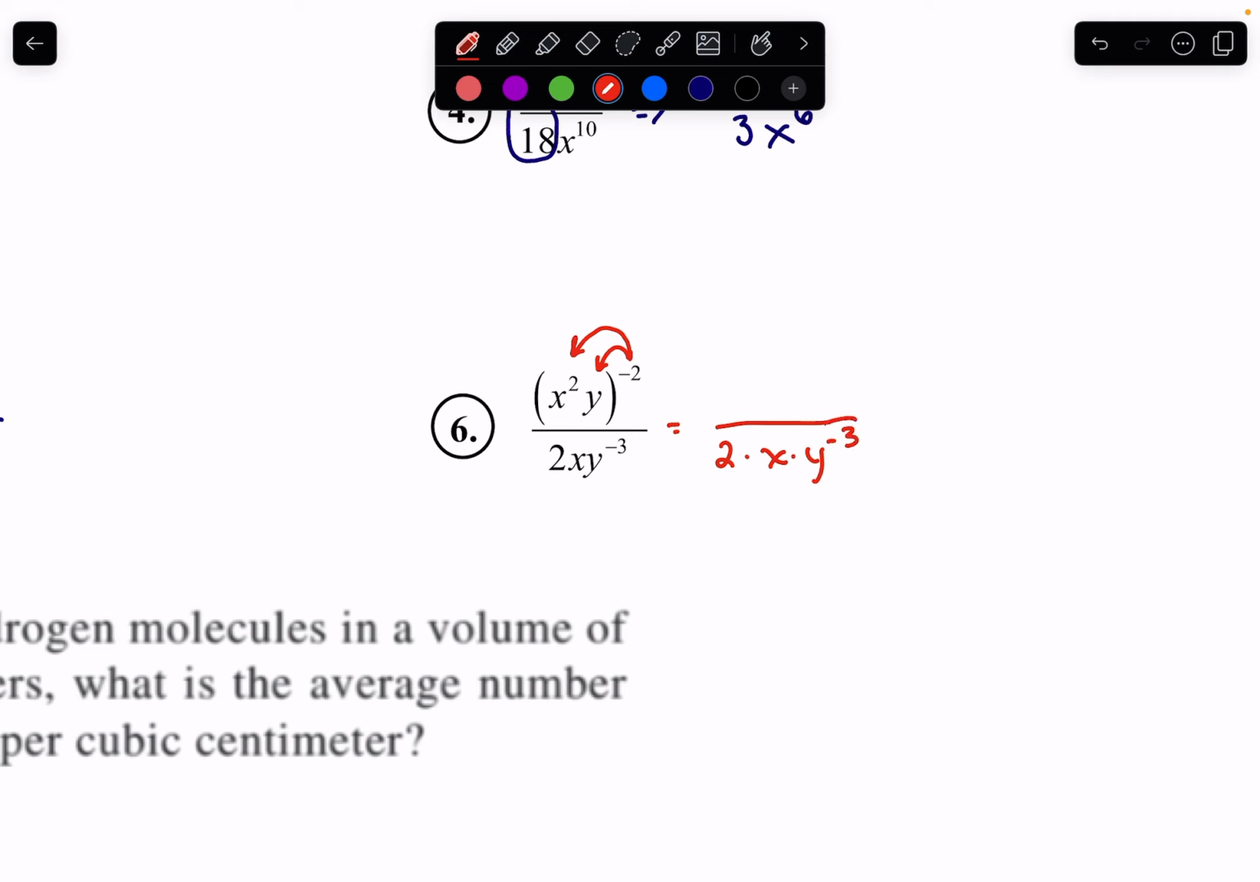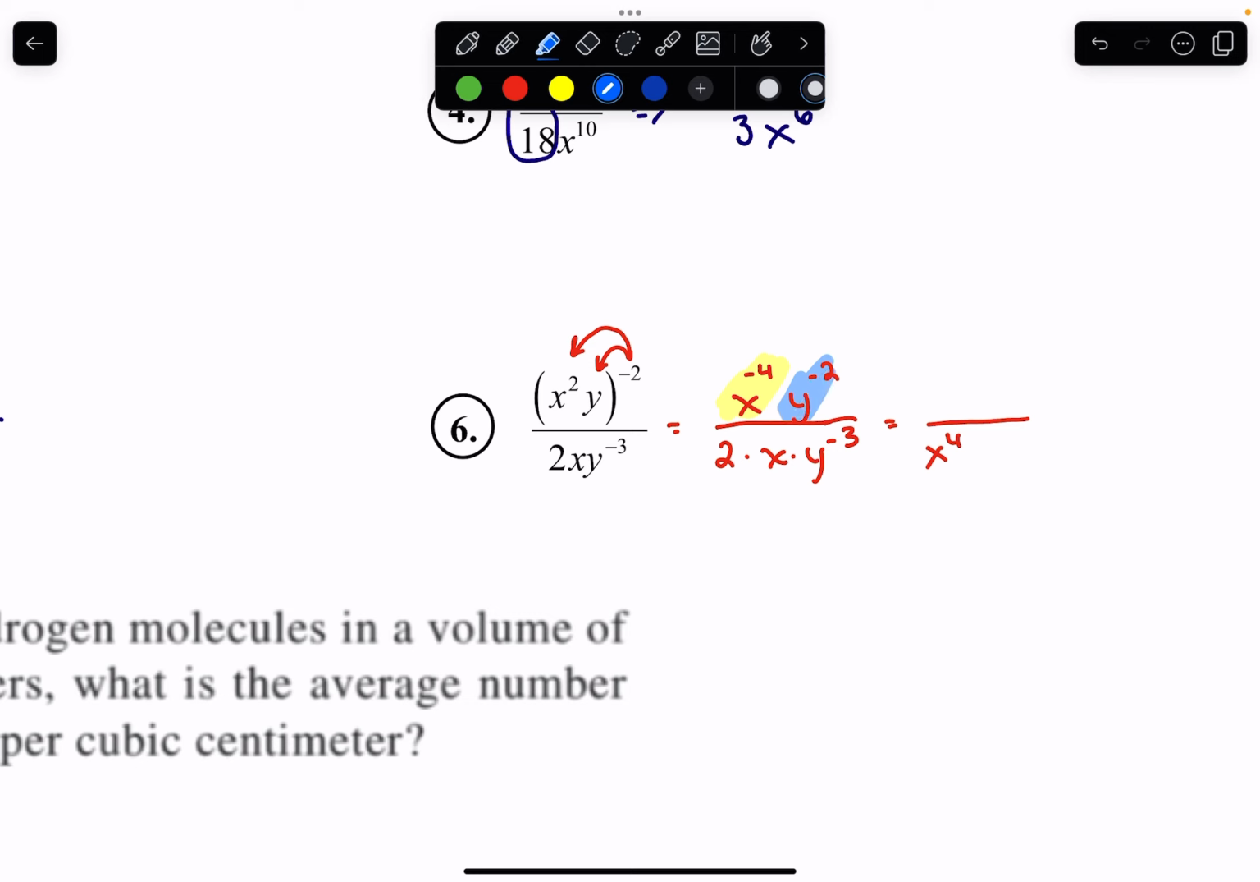On the top, the x squared becomes x to the -4, and the y becomes y to the -2. Now, step 2 is to get rid of negative exponents. So all I'm going to do is move them. This x to the 4th is going to get moved to the bottom and become a positive. So I'm going to put a fraction bar, and I'm going to move that x to the 4th down to the bottom.